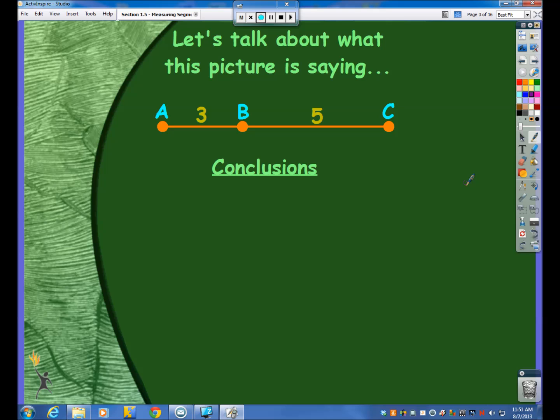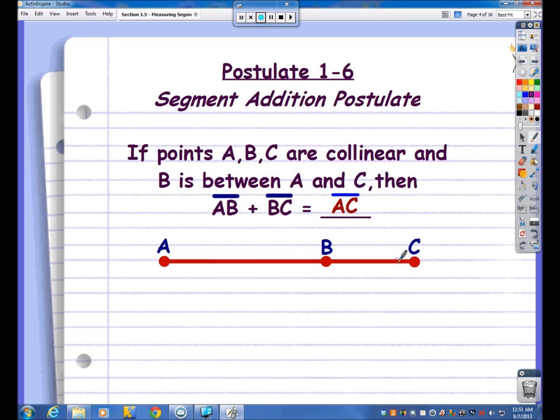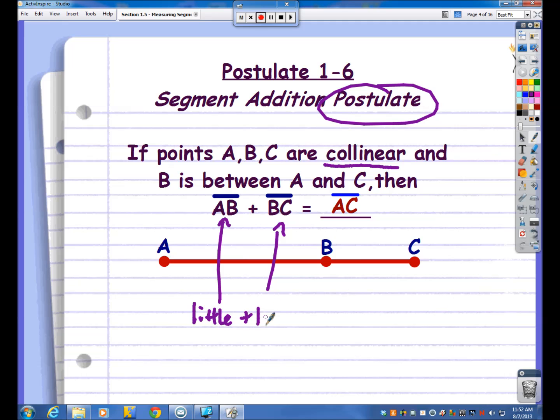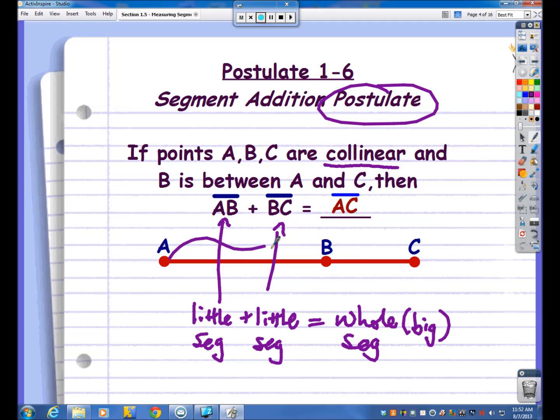We're going to get into this thing that basically says that if 3 points are collinear, meaning they make a straight line or a straight segment in this case, and if one of those points is between the other two, obvious stuff here, then, and since this is so obvious we call it a postulate, an accepted truth, then little segment plus other little segment equals the whole segment, or instead of whole we might think of a bigger segment, okay? So AB plus BC altogether makes AC. So there should be no surprise here, okay?